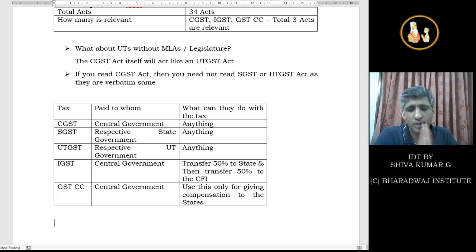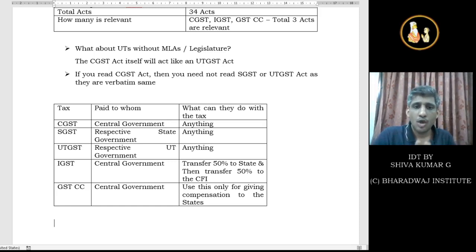1/7/2017 till 30th June 2022. Only for 5 years the government will compensate. The central government cannot always give compensation. Within 5 years, they have to give compensation if any loss happens. Then after that, each state government has to manage the funds.